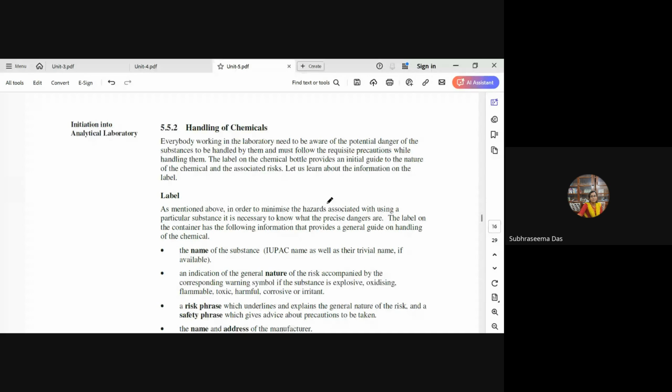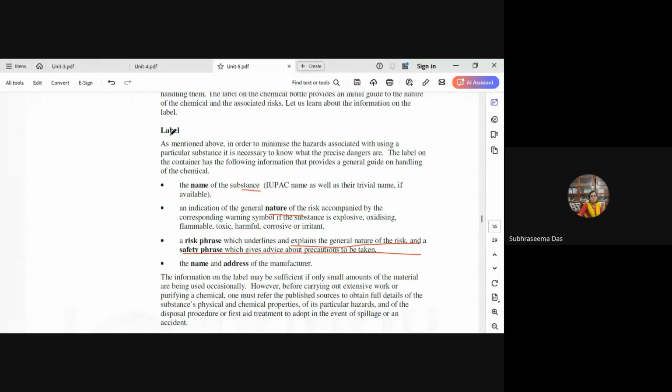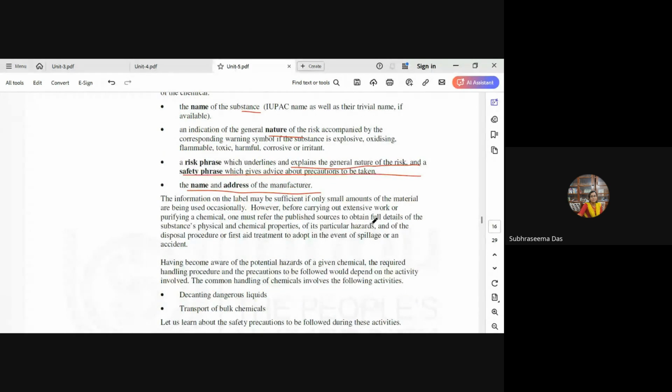The label on the container or the chemical should indicate the name of the chemical. It should also indicate the nature of the chemical, whether it is explosive, oxidizing, or flammable. The label should also indicate a risk phrase, which shows the general nature of the risk, and a safety phrase, which gives advice on the precautions to be taken. The label should also indicate the name and address of the supplying company. This information is sufficient for us to know the type of chemical that we are using.